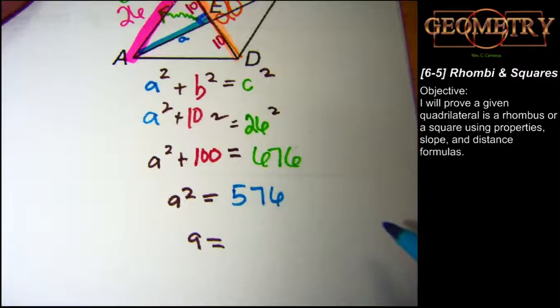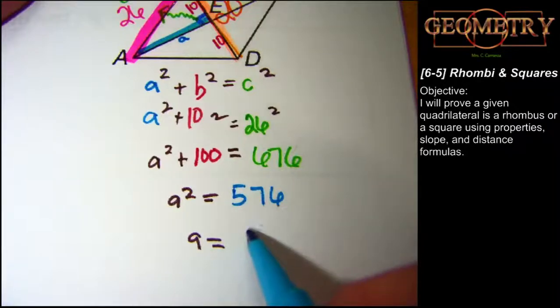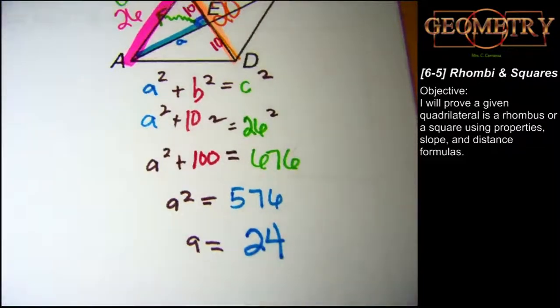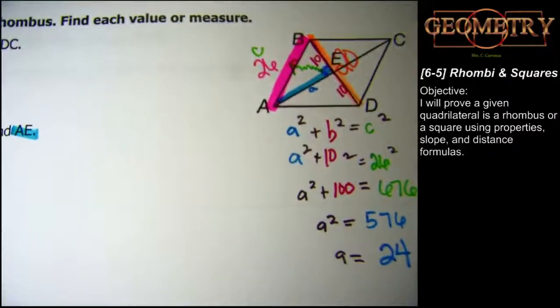He thinks it's 24. Someone with a calculator app, let's confirm. It's 24. 24 times 24 equals 576. And we just found what we were looking for.